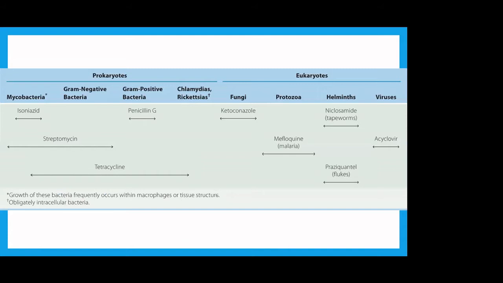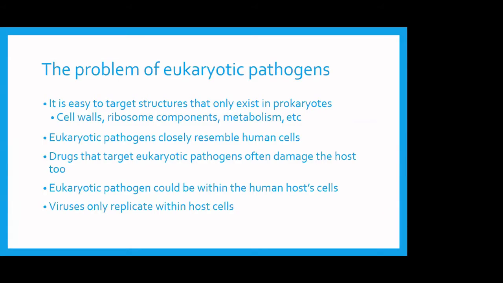Here's a picture showing the different spectrums of different drugs. And some of these drugs you may have heard of before, like tetracycline, acyclovir for virus infections, those sorts of things. So eukaryotic pathogens pose a very unique problem in that it's much more difficult to target a eukaryotic pathogen inside a eukaryotic host than it is to target a prokaryotic pathogen inside a eukaryotic host, because our cells are much more similar to fungi and protists than they are to bacteria.